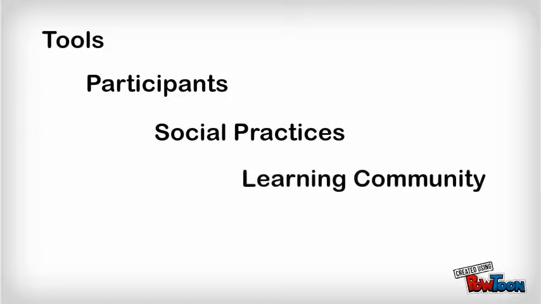This module will follow 5 elements comprising an online learning environment: tools, participants, social practices, learning community, and outcome. Each of these aspects will influence your practices as an online instructor. The interaction among tools, participants, social practices, community, and the outcome create an environment for a meaningful online educational experience.